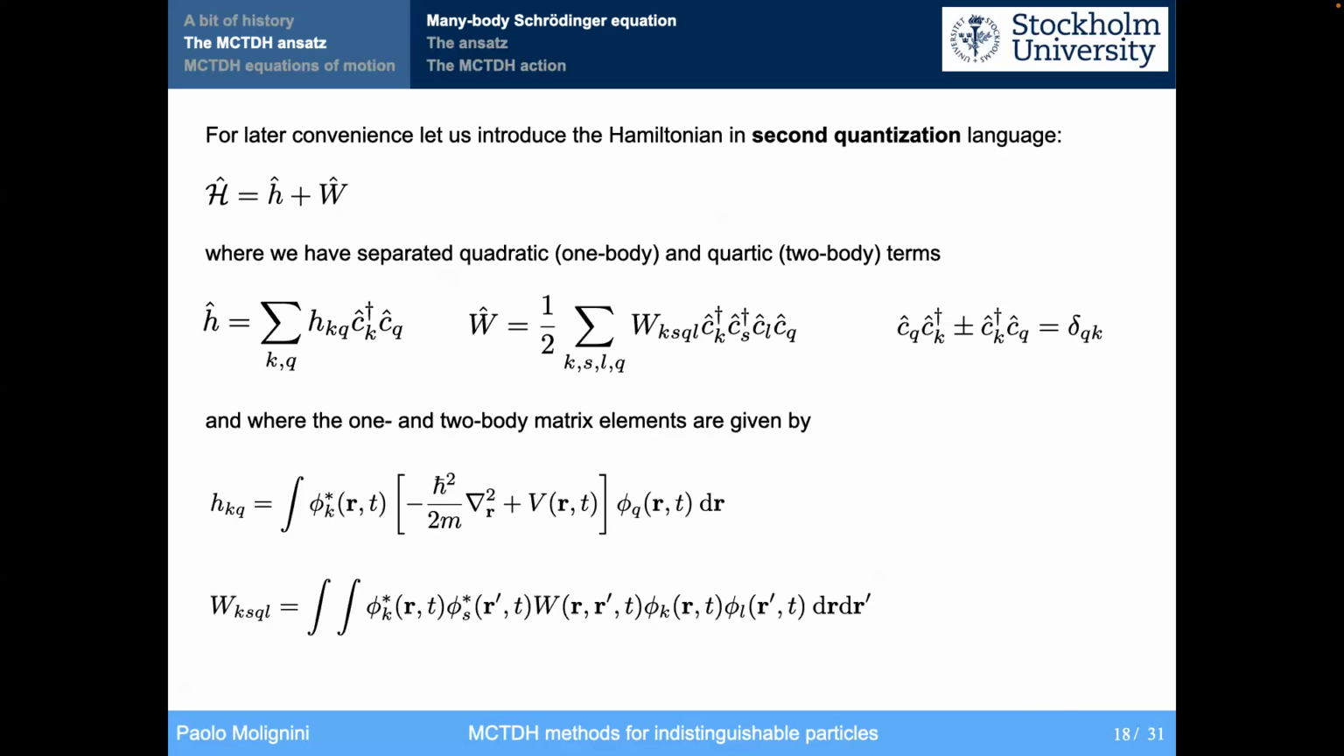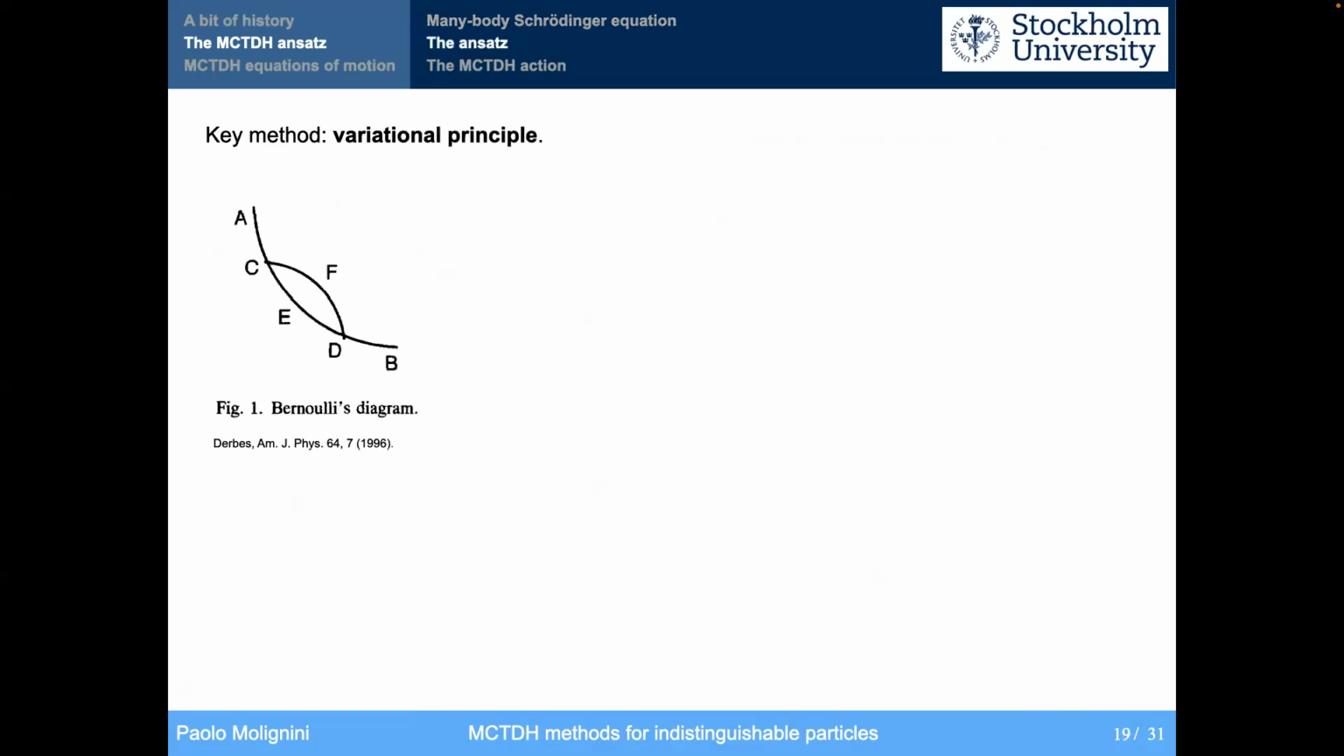The matrix elements, h_kq and w_ksql, are obtained by constructing overlaps with the operators that we introduced before: the kinetic operator, the one-body potential, and the two-body interaction. And also remember that all the quantities are time-dependent in principle.